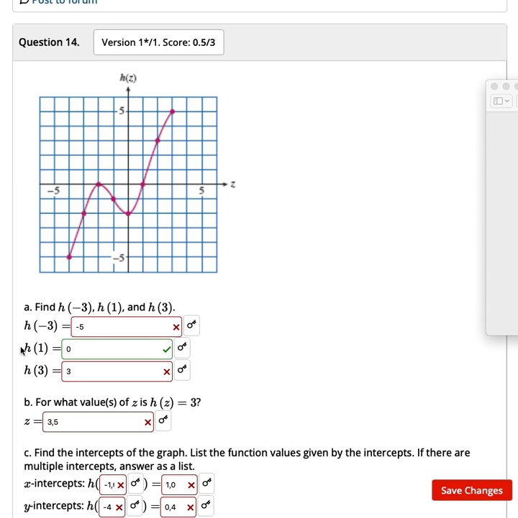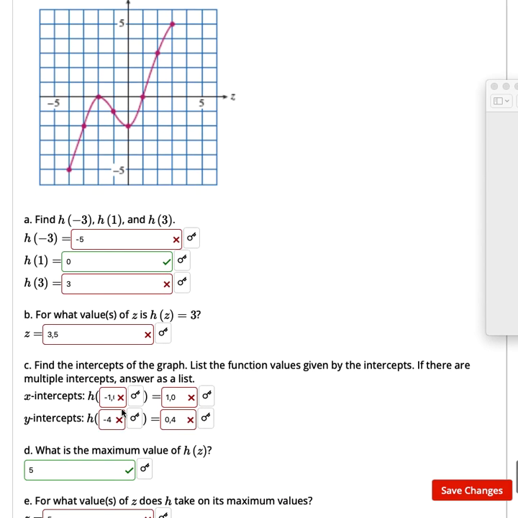-2. This one is saying when x is 1, what's y? When x is 1, y is 0, so you got that one. And then here, when x is 3, 1, 2, 3, what's y? Looks to be 5. So that's what those are asking for.